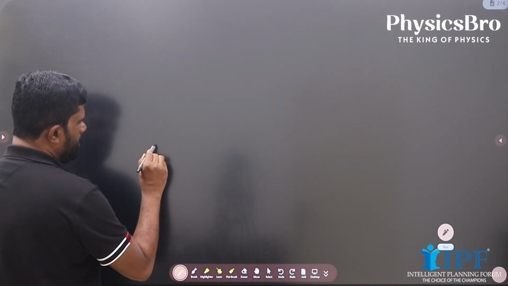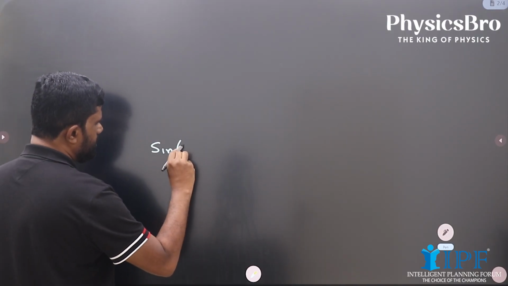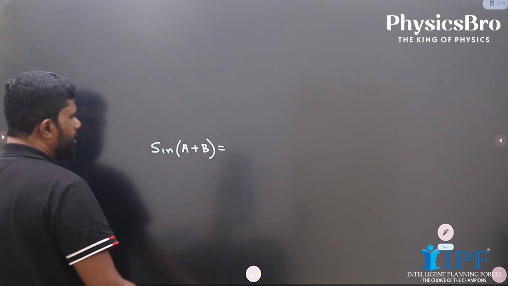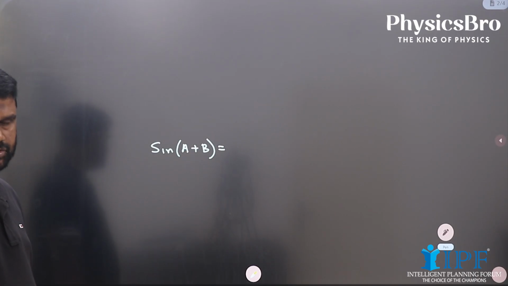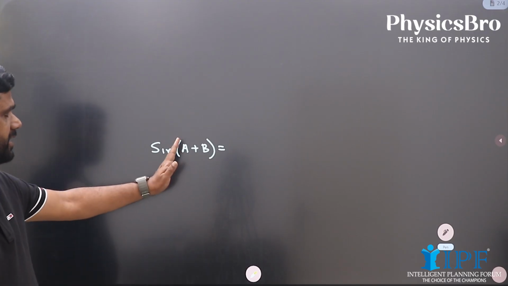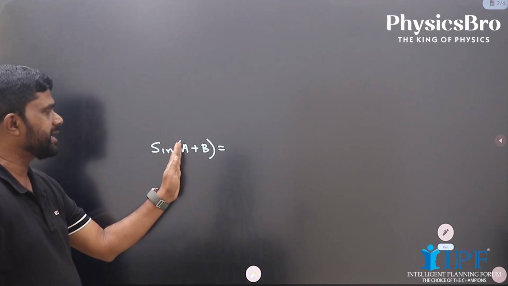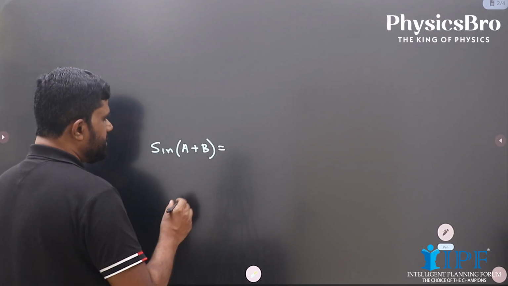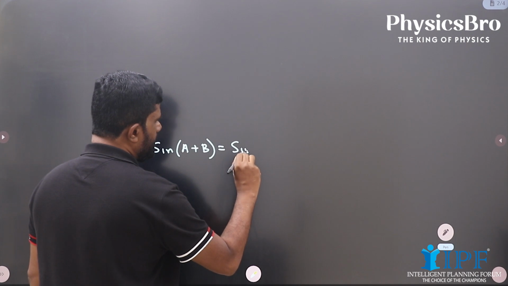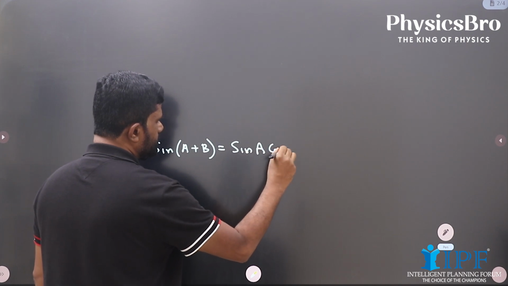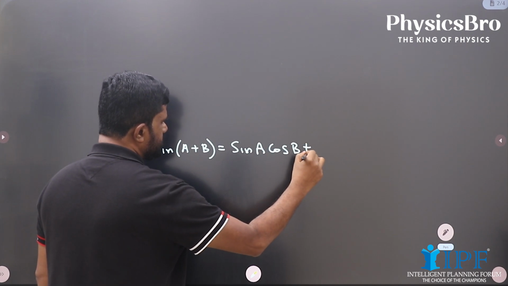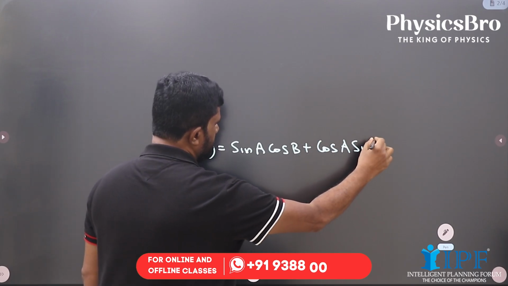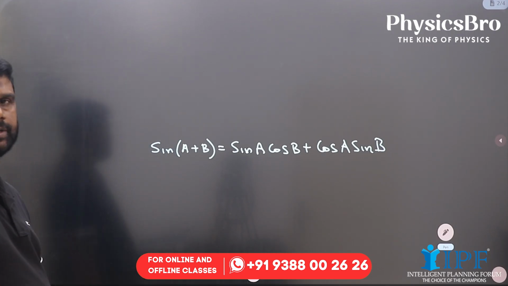Now, see, what is sin A plus B? A and B are two angles. Instead of theta, here I am writing one angle as capital A and the second angle as capital B. What is sin A plus B? It is actually sin A cos B plus cos A sin B.